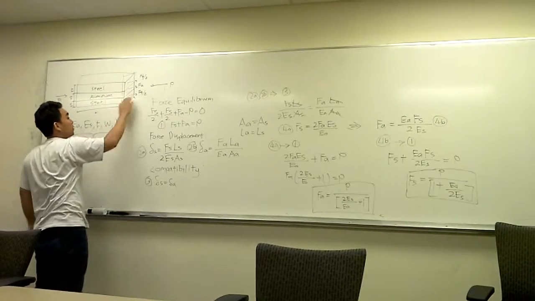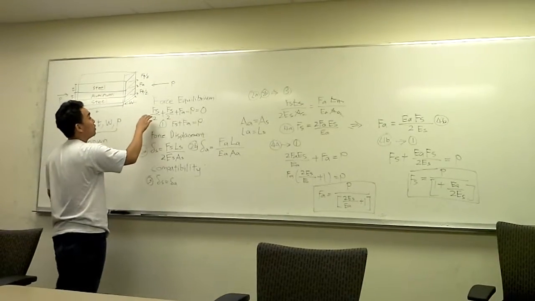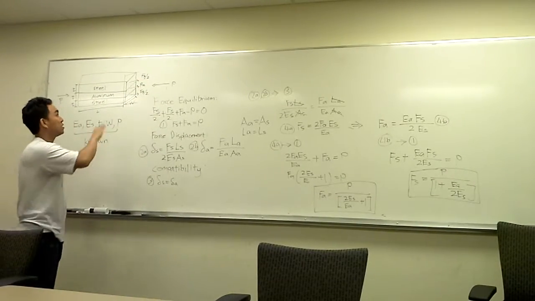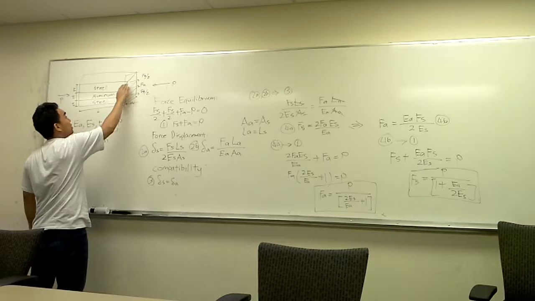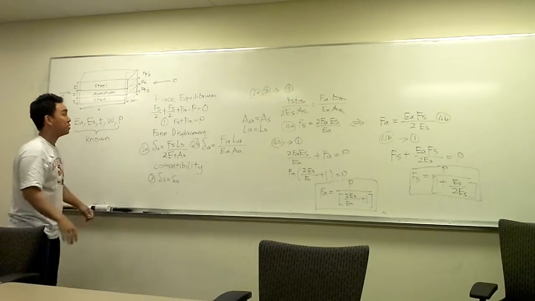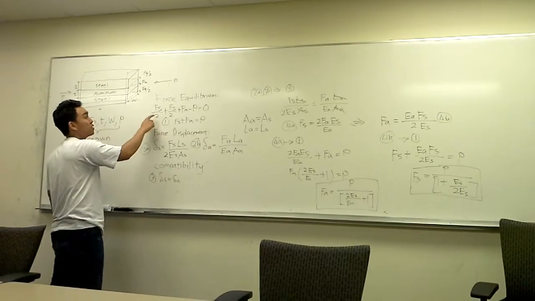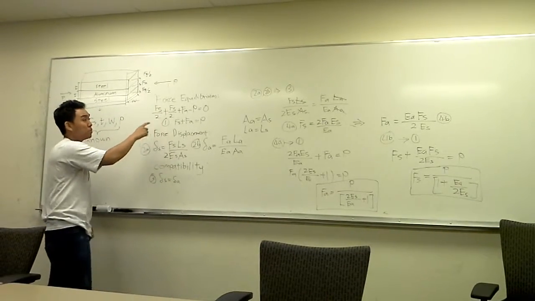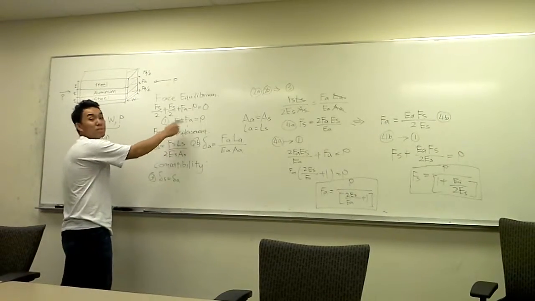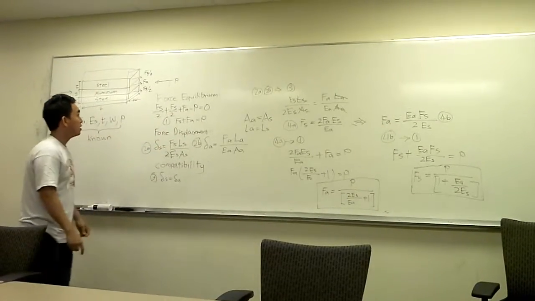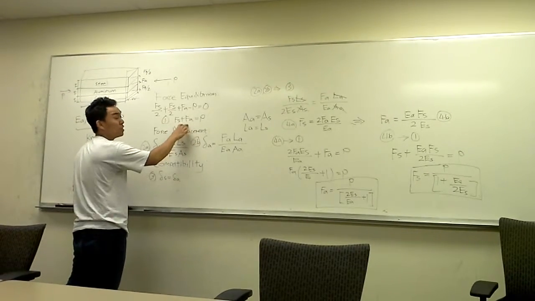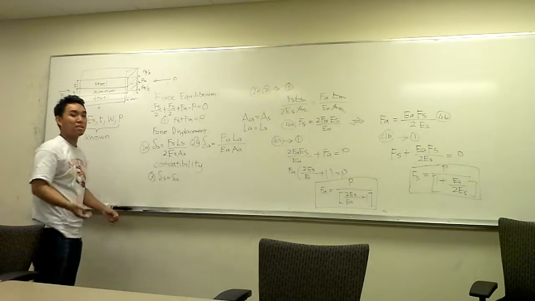Looking at this interface, we can write out a force equilibrium where Fs is the force coming from the steel, and Fa is the reaction coming from the aluminum. So we can write this equation: Fs over 2 plus Fs over 2 plus Fa minus P equals 0, which simplifies down to Fs plus Fa equals P. From here we can see that P is known, but Fs and Fa are unknown. So this is a statically indeterminate problem.